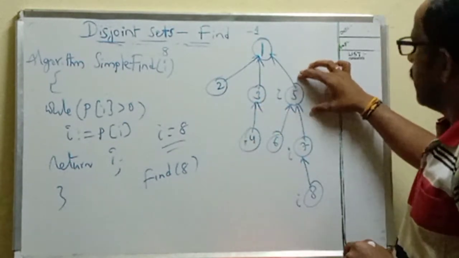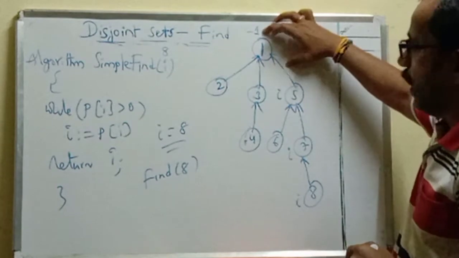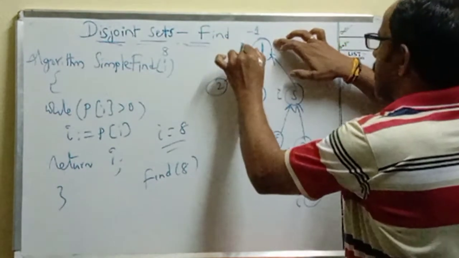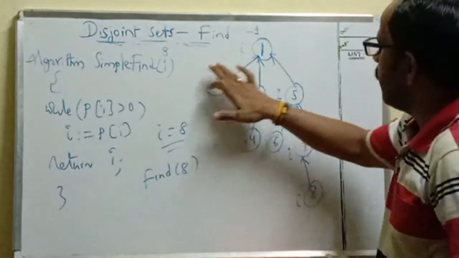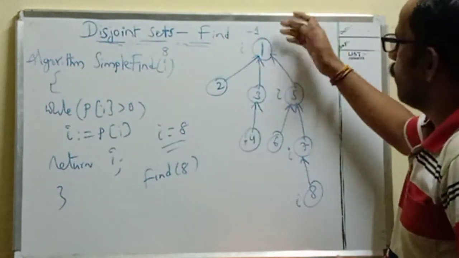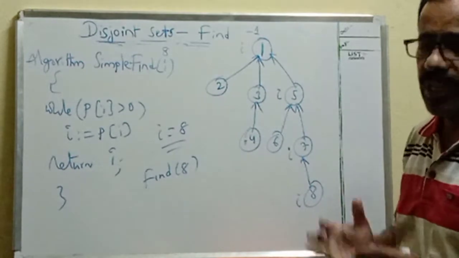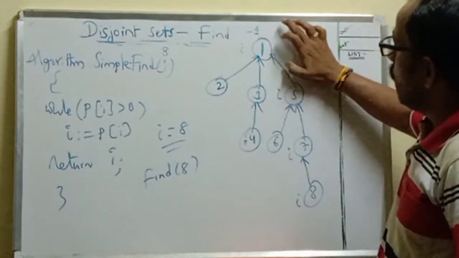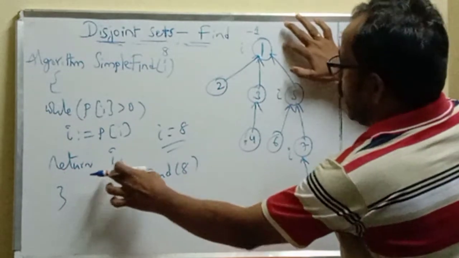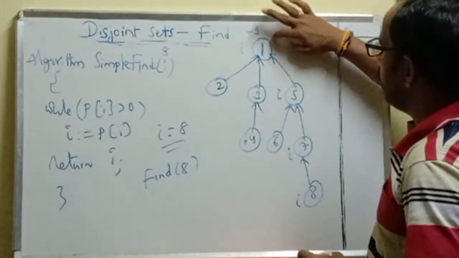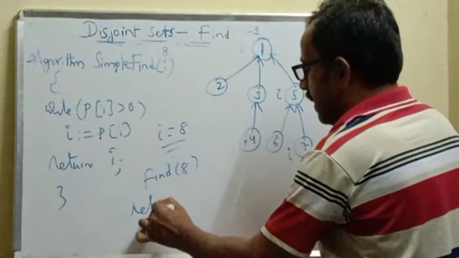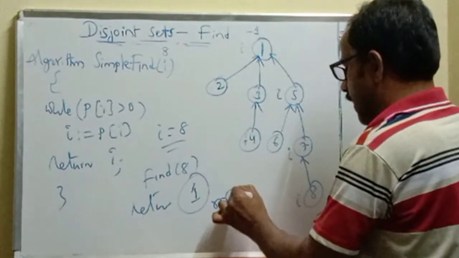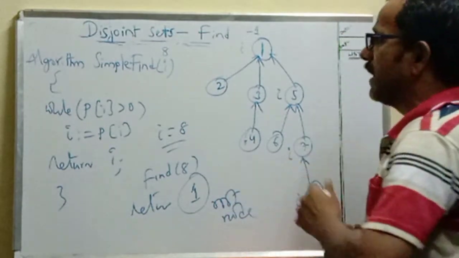Then again compare whether parent of I is there or not. Yes, parent of I is there. Then go to the parent and make it as I. Again compare whether parent of I is greater than 0 or not. No, because for the root node there is no parent. That's why we are calling it the first node. So if there is no parent, then what are we going to return? I. What is the I value? 1. After tracing the entire program, it returns 1, because 1 is the root node. This is the aim of find.